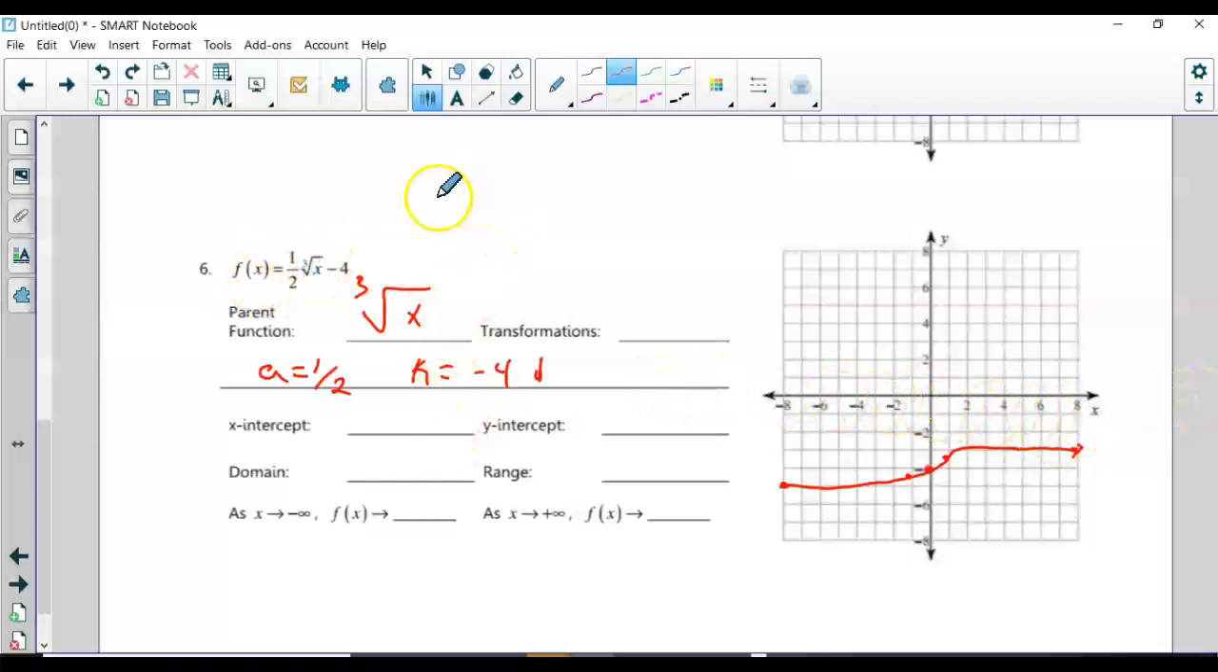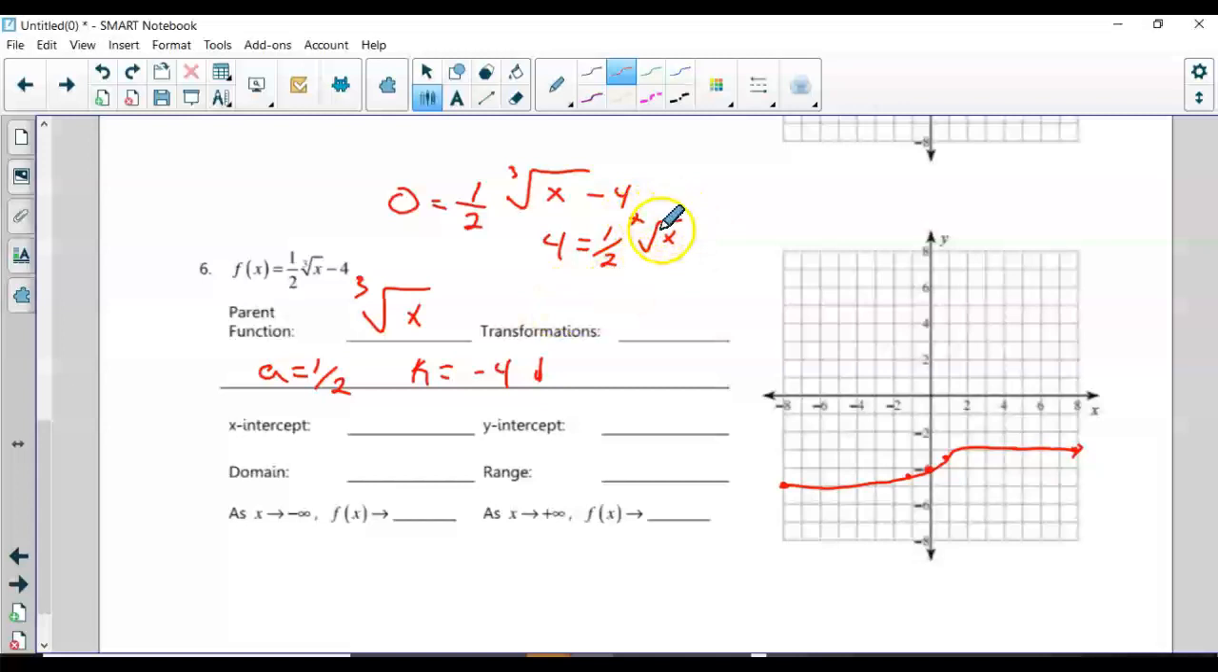So we have a little bit of work to do for the x-intercept. So let's make y equal to 0. That's going to be 1/2 cube root of x minus 4. All right, so we need to, first of all, move the 4 over. So this is just like solving, right? So it becomes +4 is equal to 1/2 cube root of x.